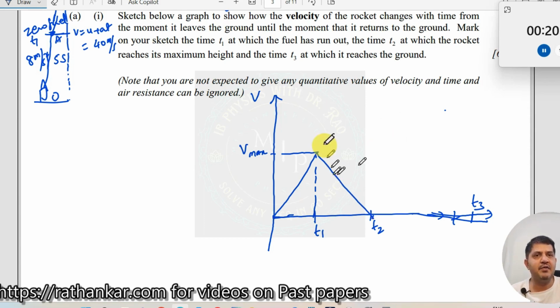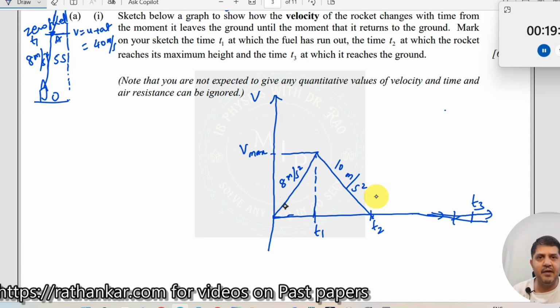Now, why should this be a straight line? Why can't it be a curved line? The reason is that here there is a deceleration. Here the acceleration was seen to be 8 meters per second squared. Here there is a deceleration. What is the value of deceleration? Deceleration is nothing but 10 meters per second squared. How do I know this? Because it's gravity over here. Now you see, this is 8 and this is 10. So is my slope correct?